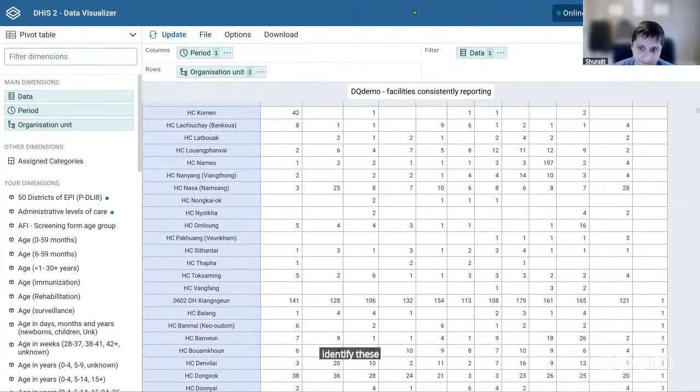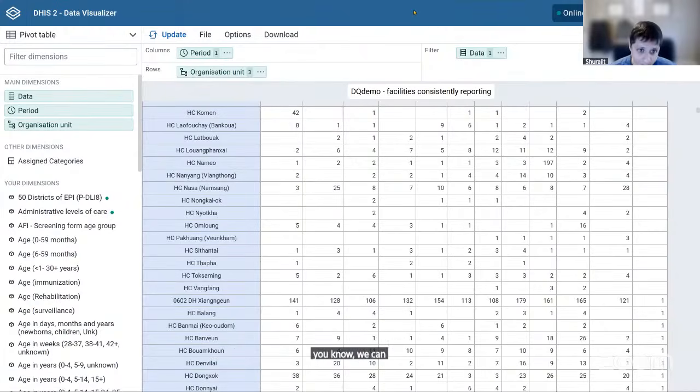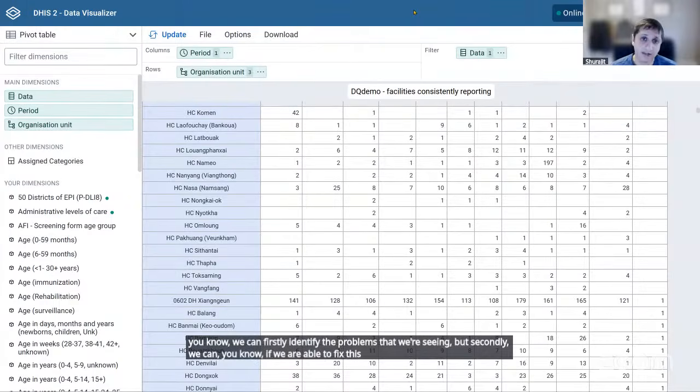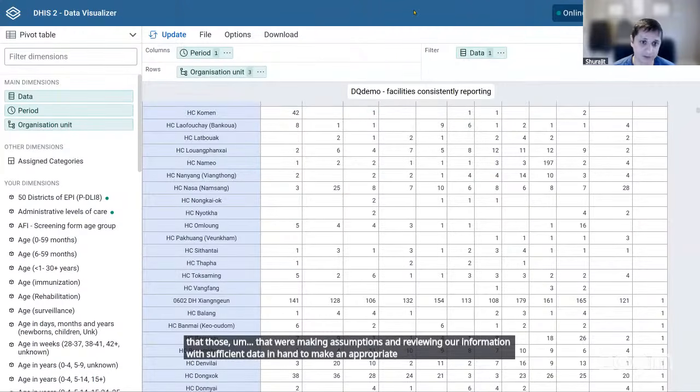identify these gaps. These two metrics, data element completeness and facilities consistently reporting, are very complementary to one another. They look at specific variables that you capture rather than an entire data set. The reason we look at this is to firstly identify the problems we're seeing, but secondly, if we are able to fix this over time, then when we look at metrics related to these, whether indicators or other types of outputs, we're making assumptions and reviewing our information with sufficient data in hand to make an appropriate conclusion.